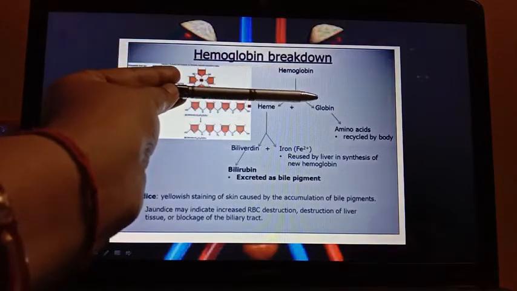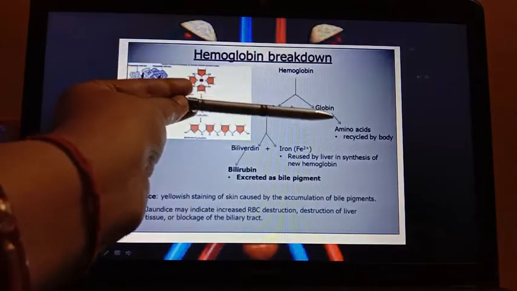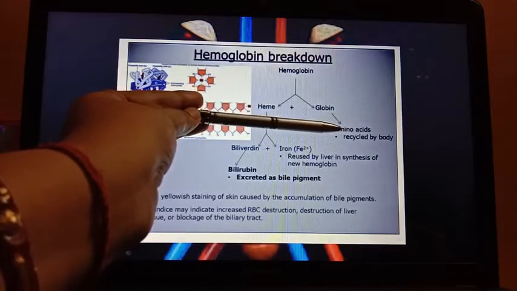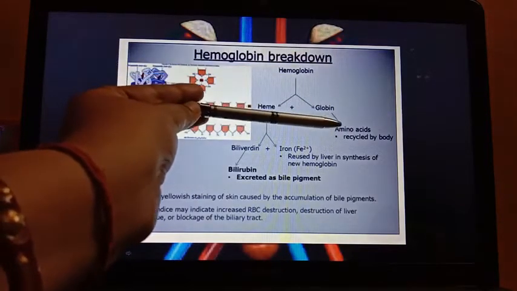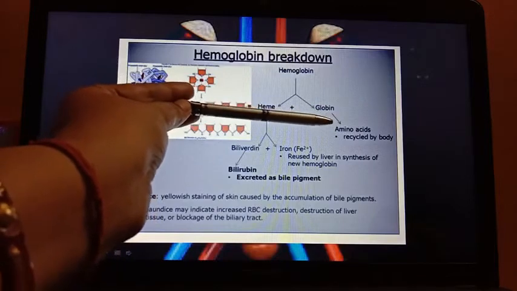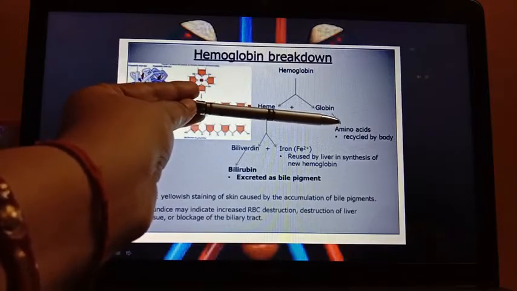And this globin part, that is the protein part, is used or recycled by the body, because from the protein amino acids are formed, which are the building blocks of the protein molecules.